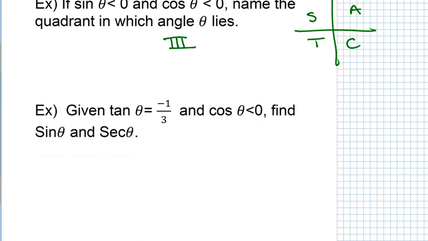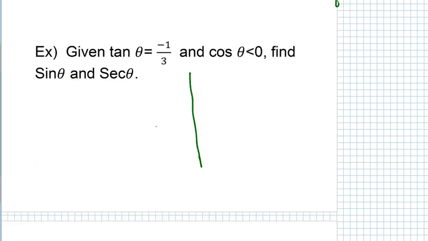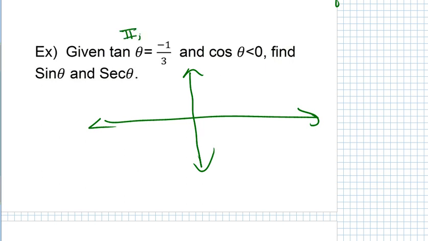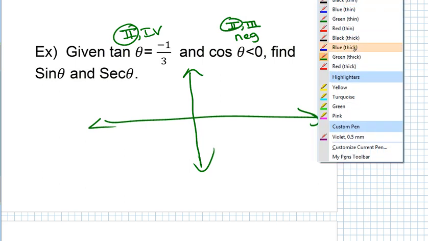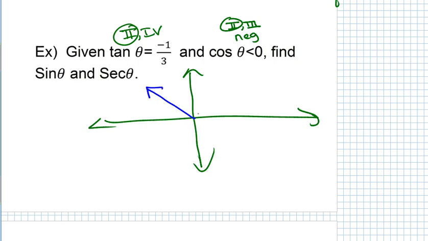So then you can also use this to help you solve problems. So it says the tangent is negative 1/3. So notice the tangent is negative in the second and fourth quadrants. It says the cosine is less than 0, which means negative. So basically, we need to know where is the cosine negative. The cosine's negative in the second and in the third quadrant. Well, where does it overlap with the tangent being negative? The second quadrant. So we know our picture that we draw here has to be in the second quadrant. So this is theta right here.